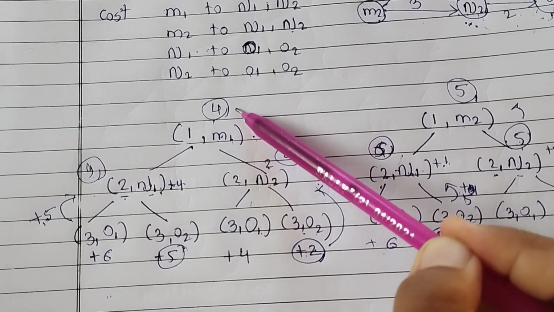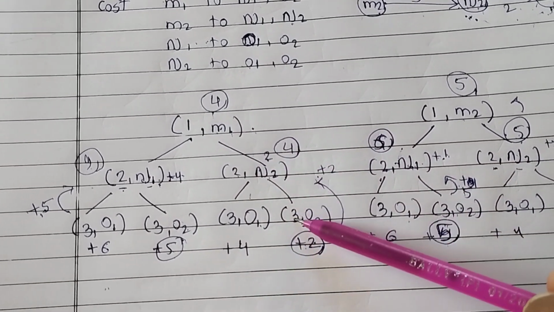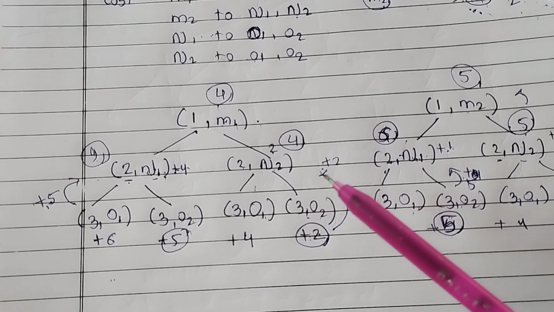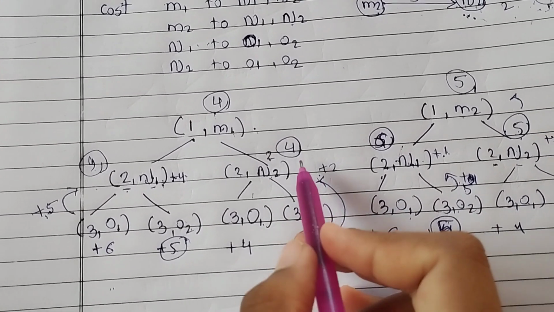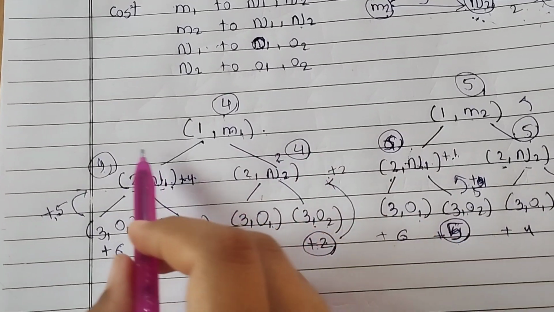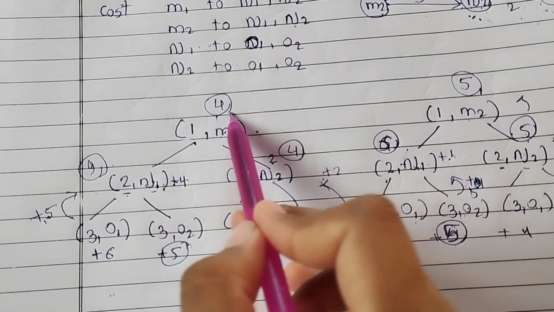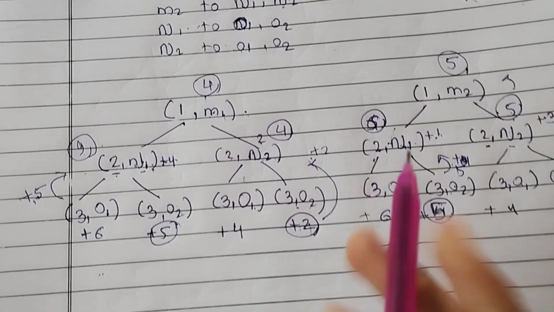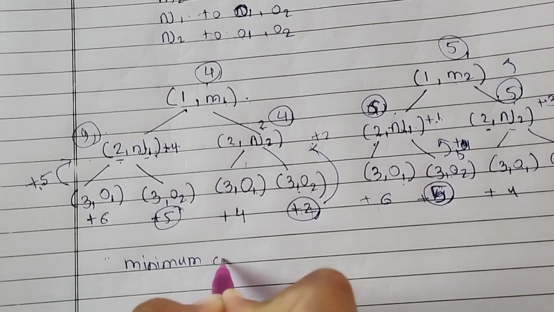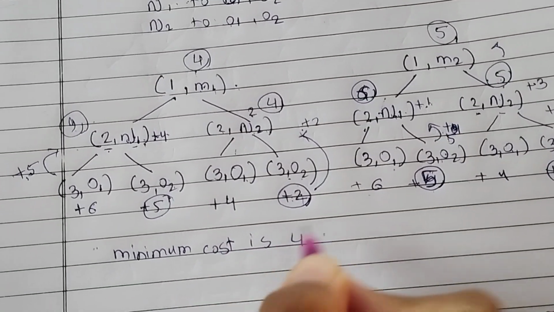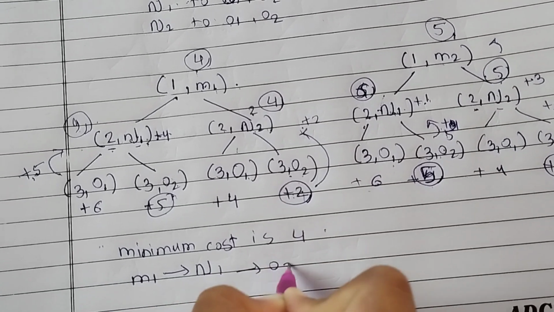Now which path do we cover? M1 to N1 and N1 to O2, because this smallest value comes from here, O2. Then we get the value 4, and here is the 9. So we choose this 4, and this 4 we transfer here. So this N1 to N2, N2 to O2. So the minimum cost is 4 and the path is M1 to N1 to O2.